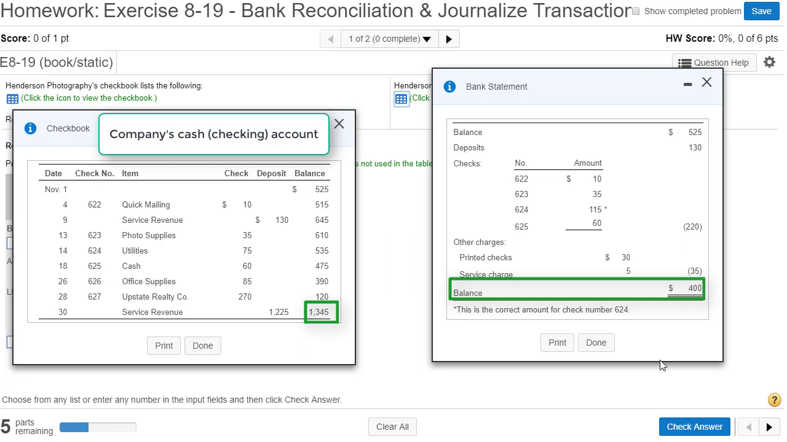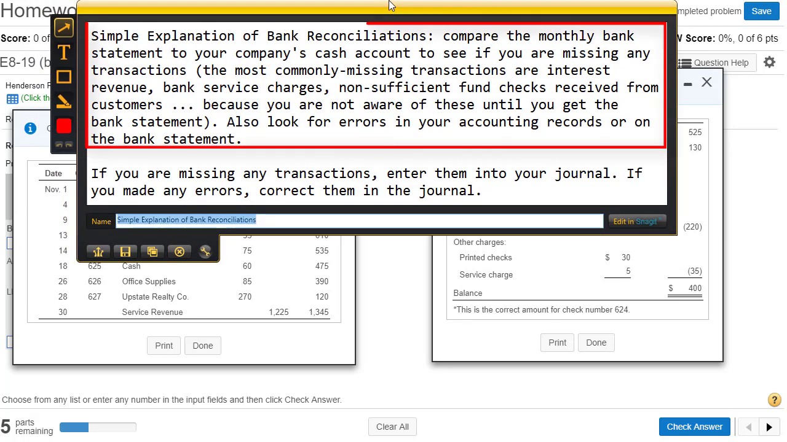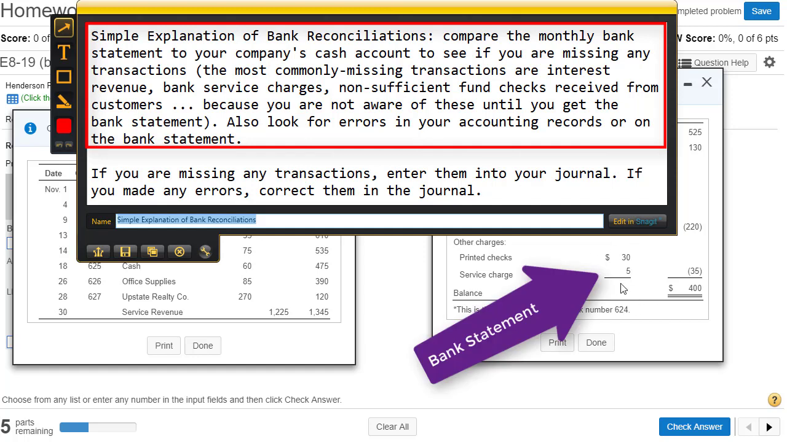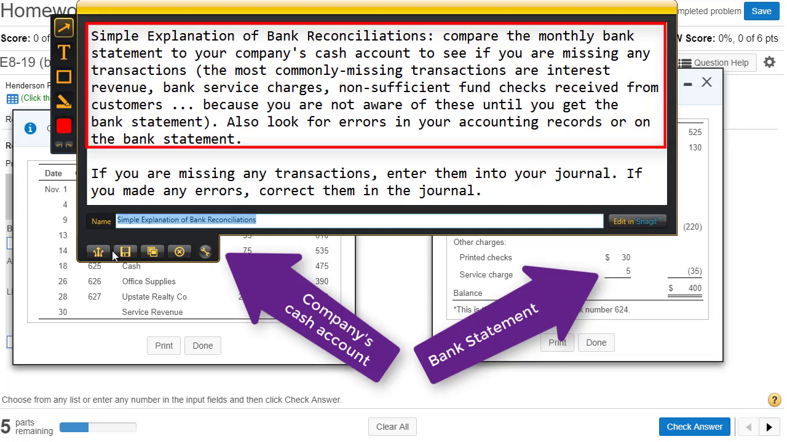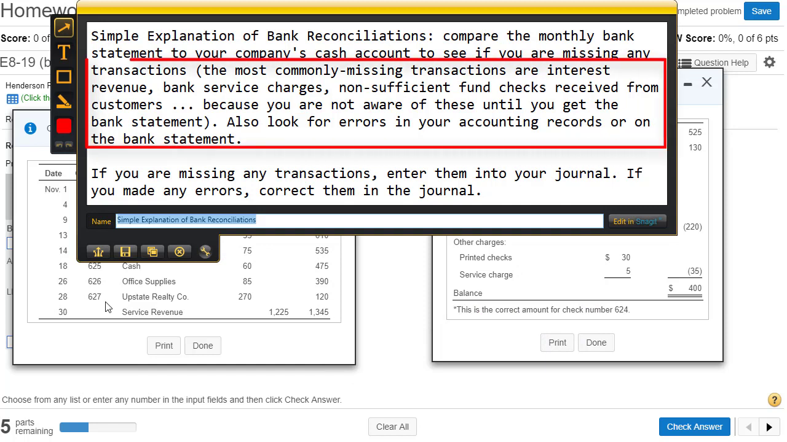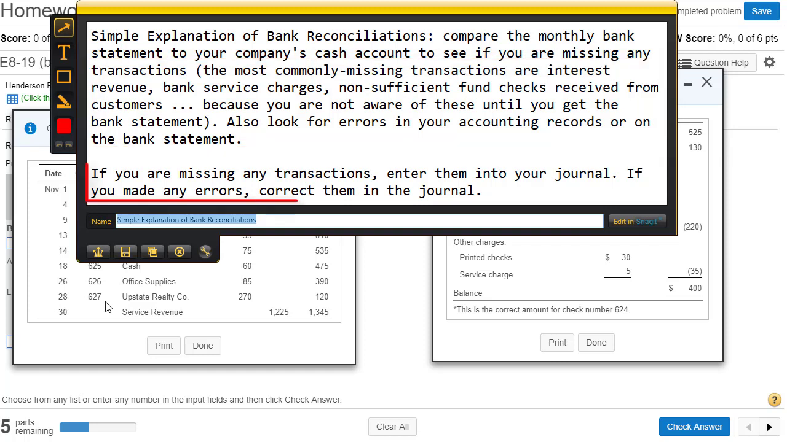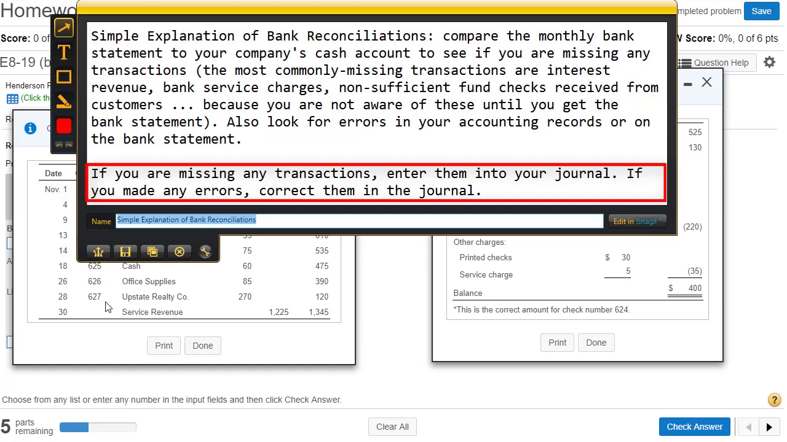Chances are neither number is right, because there are things that both sides were not aware of. So the job of the bank reconciliation is to compare the monthly bank statement on the right to our company's cash account on the left to see if we are missing any transactions. The most commonly missing transactions are interest revenue, bank service charges, and NSF checks, non-sufficient funds, because we're not aware of these until we get the bank statement. We're also going to look for errors in our accounting records and errors in the bank statement.